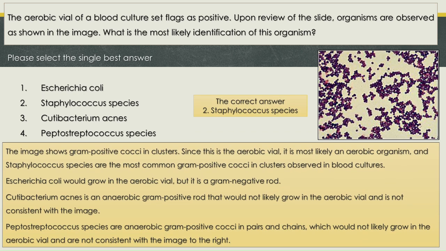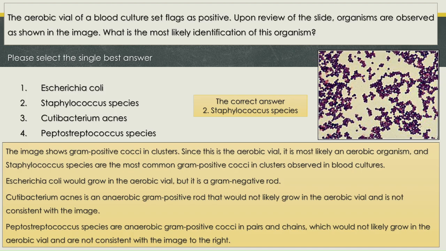The correct answer is 2. Staphylococcus species. The image shows gram-positive cocci in clusters. Since this is the aerobic vial, it is most likely an aerobic organism, and Staphylococcus species are the most common gram-positive cocci in clusters observed in blood cultures. Escherichia coli would grow in the aerobic vial, but it is a gram-negative rod. Cutibacterium acnes is an anaerobic gram-positive rod that would not likely grow in the aerobic vial and is not consistent with the image.